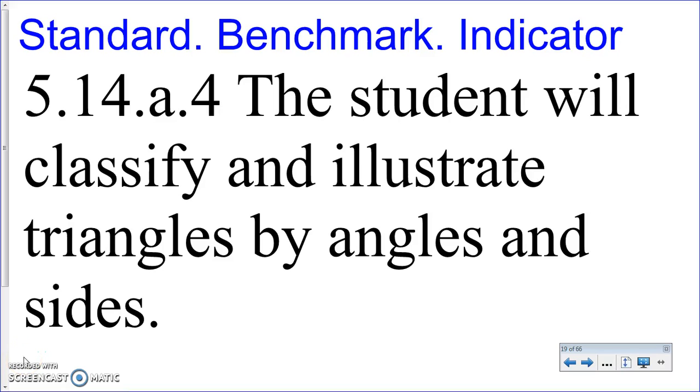Today we are learning how to classify triangles. Please copy down the standard benchmark indicator on a clean page in your math notebook. The student will classify and illustrate triangles by angles and sides.